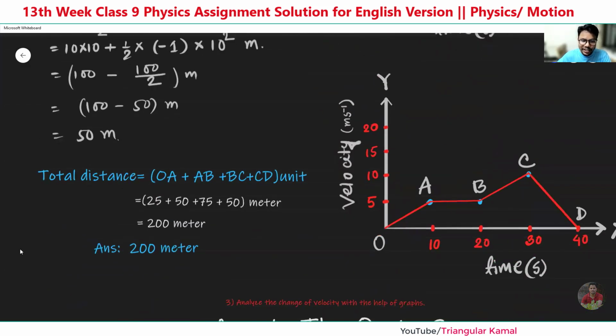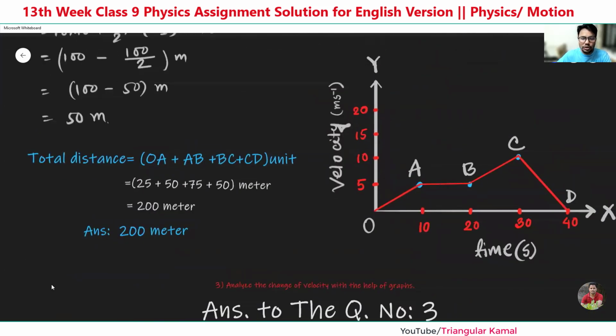So now, according to the question requirement, find the total distance traveled by the particle: the total distance OA, AB, BC, and CD, and put their values. All are in meters, 200 meters. And this is our answer. The particle travels a total of 200 meters, or the car travels 200. They didn't mention the name of the car here, so you can just write that the particle moves a total of 200 meters.